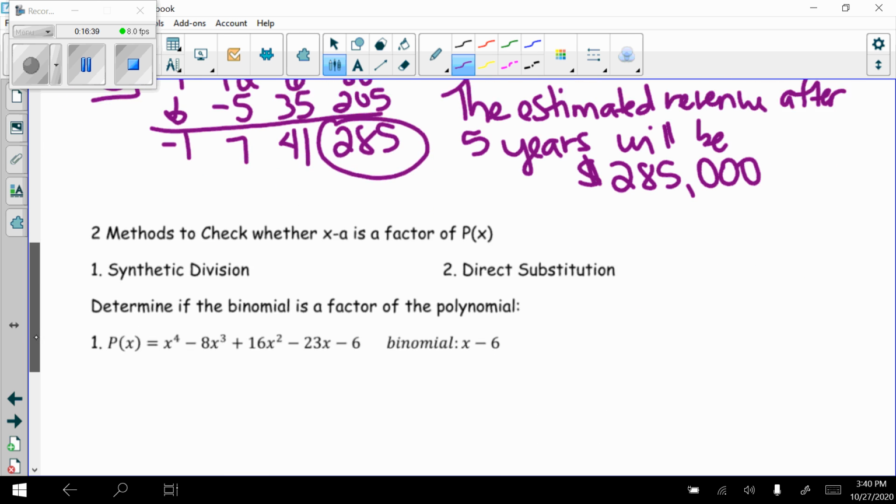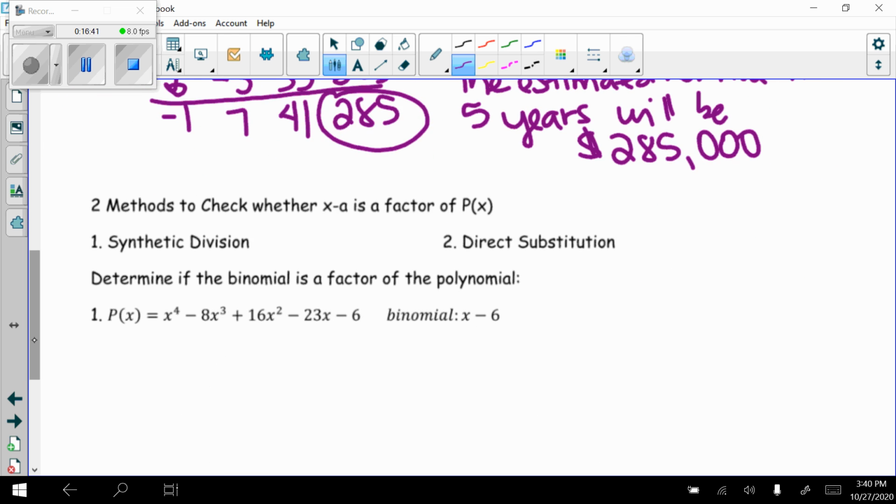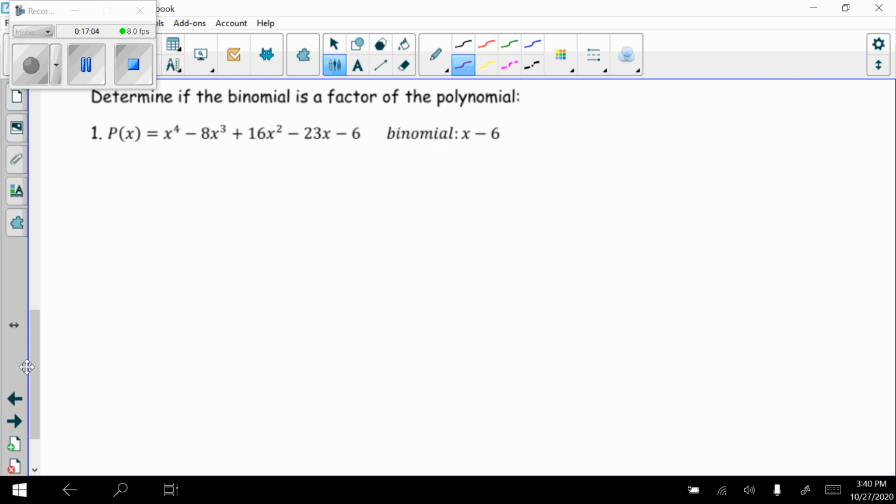So now it says 2 methods to check whether x minus a is a factor of p of x. The 2 that we've been talking about, synthetic division and direct substitution. So it says determine if the binomial is a factor of the polynomial. Remember that we had the factor theorem that told me that if I got 0 as a remainder, then what I divided by was a factor of the polynomial. So the first way that we're going to try will be synthetic on this side, and direct substitution over here. These are the 2 ways that we're going to try.